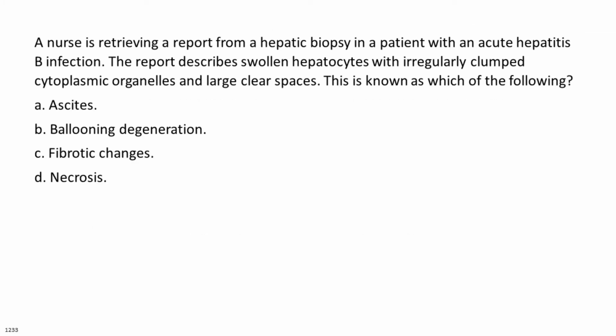A nurse is retrieving a report from a hepatic biopsy in a patient with an acute hepatitis B infection. The report describes swollen hepatocytes with irregularly clumped cytoplasmic organelles and large clear spaces. This is known as which of the following? A. Ascites. B. Ballooning degeneration. C. Fibrotic changes. D. Necrosis.